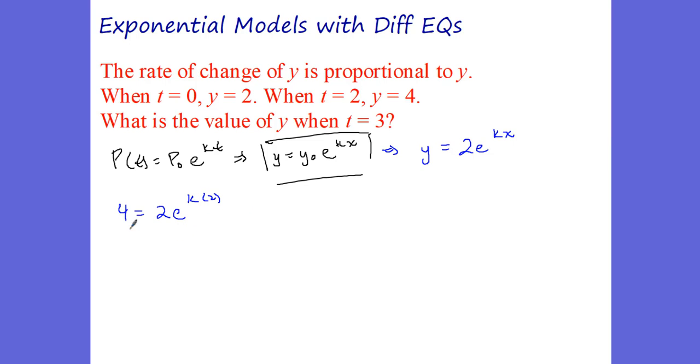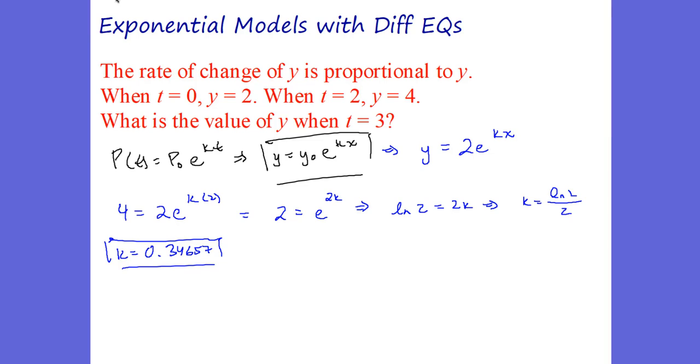We're going to do a little bit of algebra here. We divide by 2: 2 equals e to the 2k. We take the natural log of both sides, so natural log of 2 is equal to 2k, which means k is equal to natural log of 2 divided by 2. Natural log of 2 is 0.693, divided by 2, so k is 0.34657.